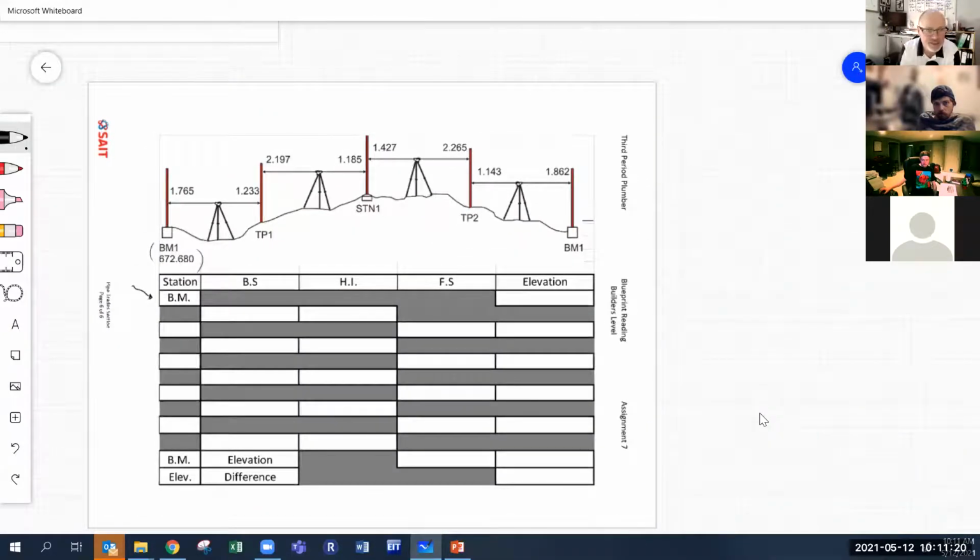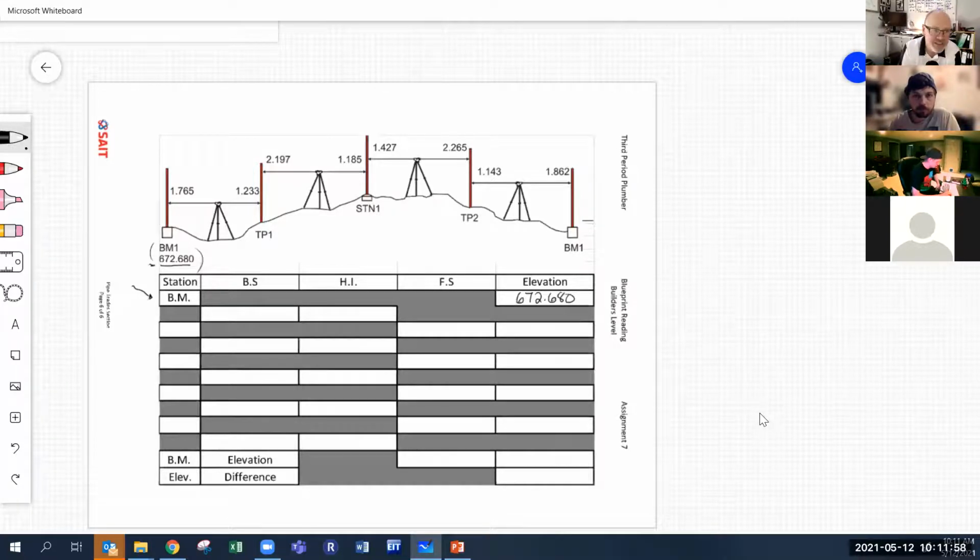Okay, so this is our benchmark here. Under the benchmark, where it is gray, you do not fill in. There are no numbers where it's blocked out. So we put our elevation right here, and our elevation is 672.680. I got that right from there, and that's the number we put in. That is going to be our benchmark.